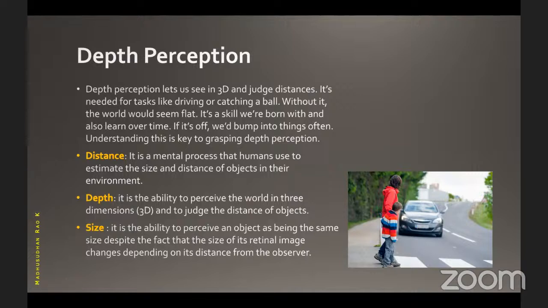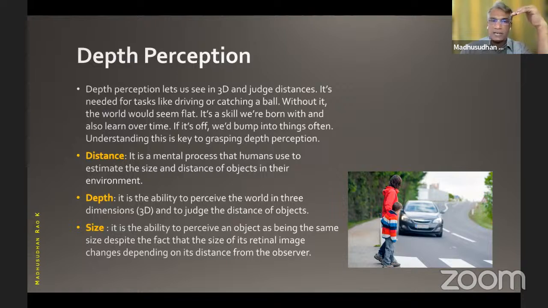It is a mental process that humans use to estimate the size and distance of objects in their environment. You can see a car coming, and you know what size the car is. If it is 100 meters away, you know the size. You won't assume it is a small car, but you will feel that it is a big car. It may be 4 meters or 4.5 meters, but you are sure that it is a big car. You won't say it is a small car coming, I can cross it.